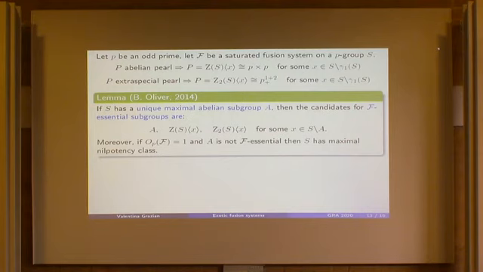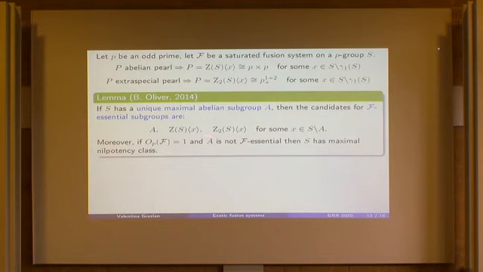And I told you, these groups don't have maximal nilpotency class. However, Oliver proved that in this case, so when S has a unique maximal abelian subgroup A, then the candidates for F-essential are A itself or groups of this form. You see, they look like pearls.